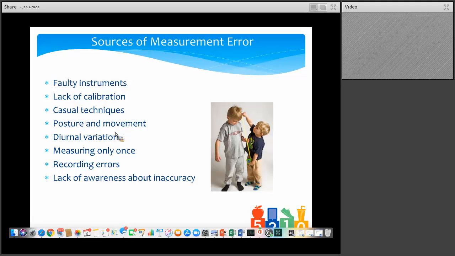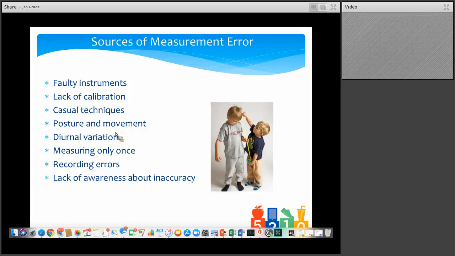Sometimes there is variation in our height from the beginning of the day to the end of the day, and so if you're really closely measuring a child's growth, that can be something important to remember as well, and so sometimes recording the time at which you take the measurement is important. If we measure only once, again, we may be off, and so that's why measuring 2 or 3 times and averaging those results is more accurate.